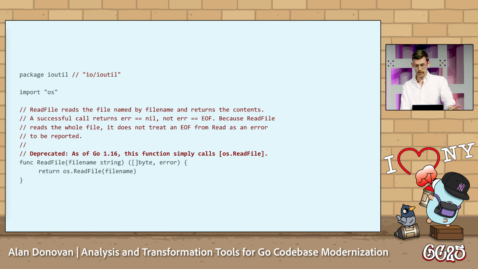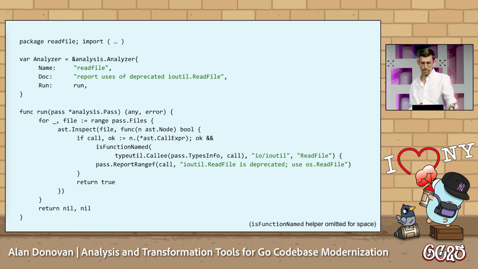Let's write a modernizer that finds calls to the deprecated function. Here it is. The run function looks at each file of the package, inspects the entire syntax tree looking for function calls, checks whether the callee of the function call has the right name, ioutil.ReadFile, and then it reports a diagnostic at the function call. So this is basically all it takes to write an analyzer. This diagnostic suggests that you use the newer function os.ReadFile.